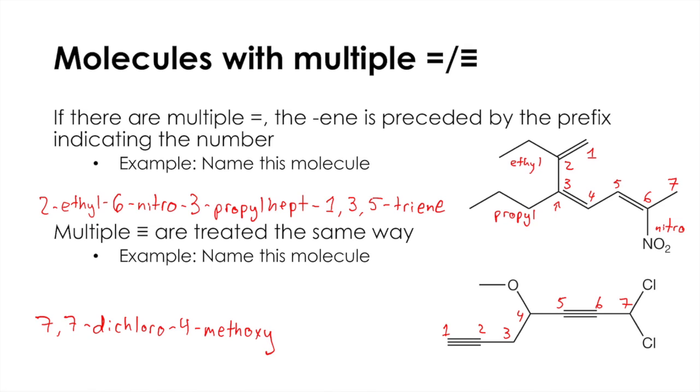And then the root is again hept, because there are 7 carbons. The triple bonds are on 1 and 5. And so this would be diyne, like that.